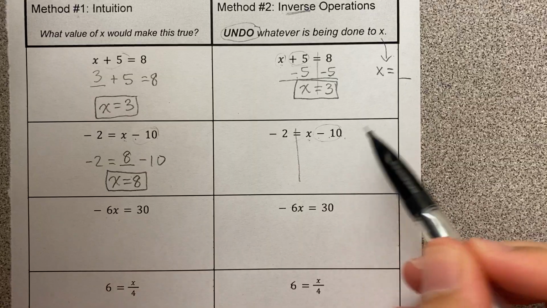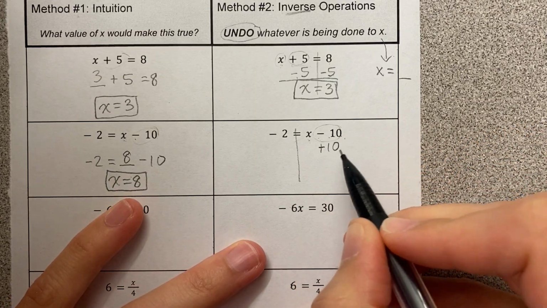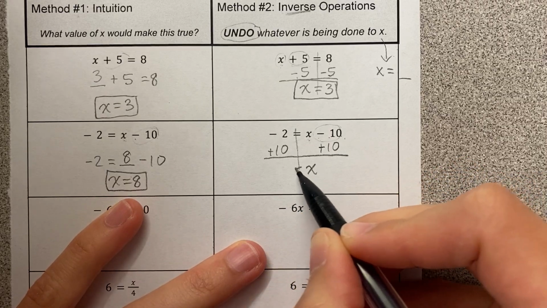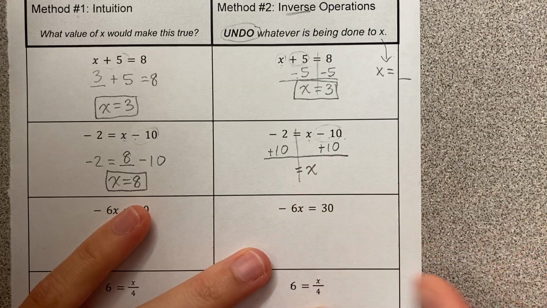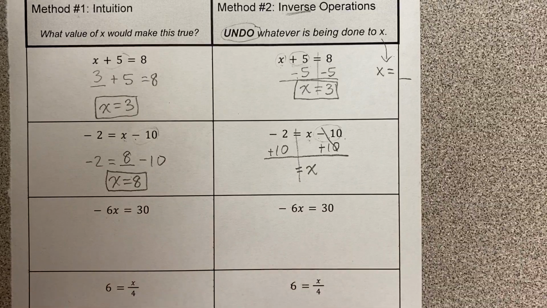How do I get rid of minus 10? I do the opposite of minus 10, which is plus 10. And whenever I do something here on the right side, I do something here on the left side as well. So I get x equals, and notice it's on the right side. I'm always doing math straight down, so I do this math straight down. It doesn't matter that the x is on the right. Now look, this is -2 plus 10.